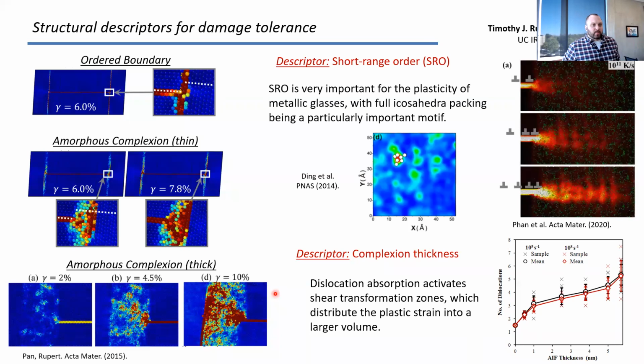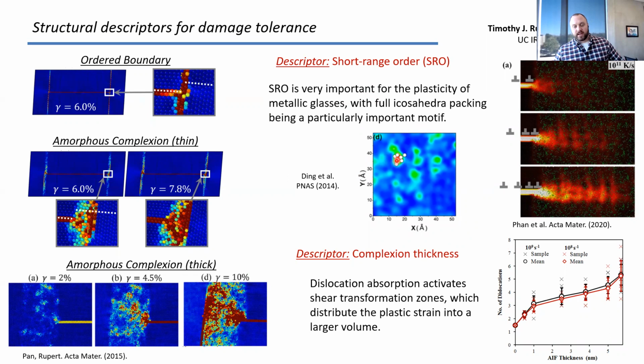We also think that short range order, the structural short range order within these amorphous complexions, is really important. A lot of our motivation for looking at that is what people have seen in metallic glass, which you can think of as an analog of taking that amorphous complexion and thinking about how it would behave in the bulk state. It turns out that the short range order motifs of packing are very important for plasticity in metallic glasses. This is showing an example of a simulation where these dark or red regions are regions where you have clustering of full icosahedral packing.